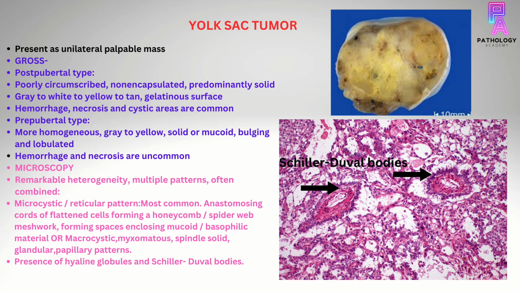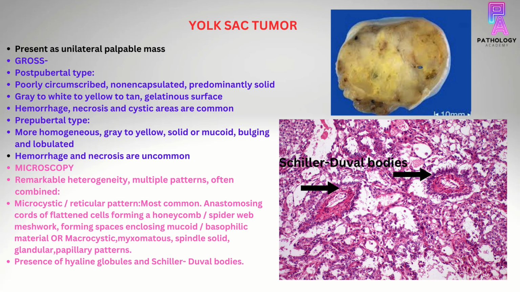In these, hemorrhage and necrosis are uncommon. The microscopy of these tumors reveals remarkable heterogeneity with multiple patterns, which are often combined. For example, the microcystic or reticular pattern is the most common pattern encountered in yolk sac tumor.